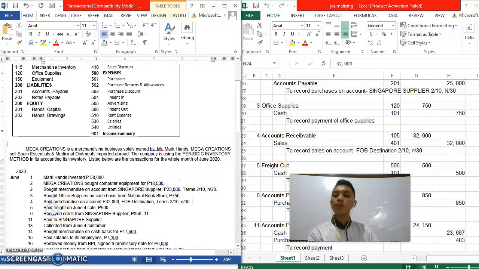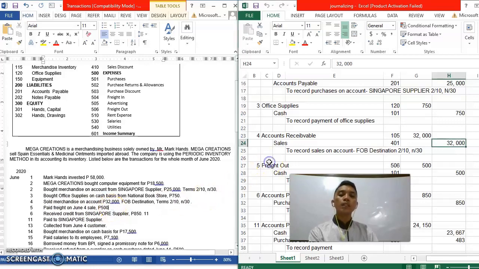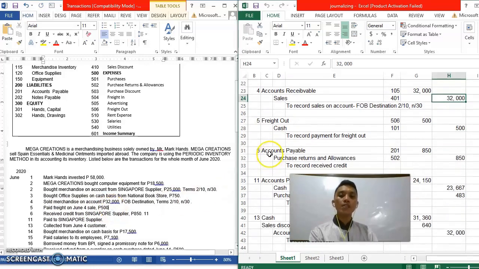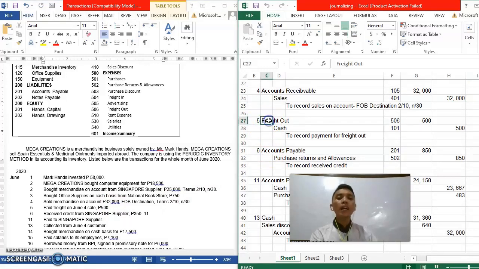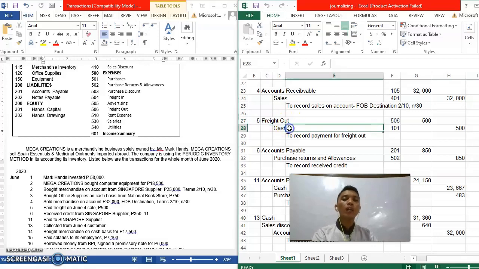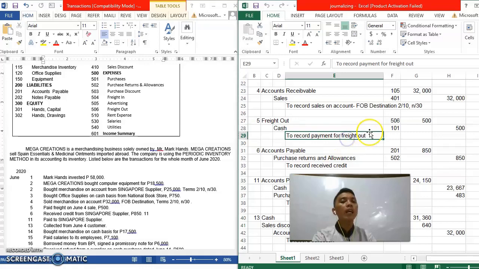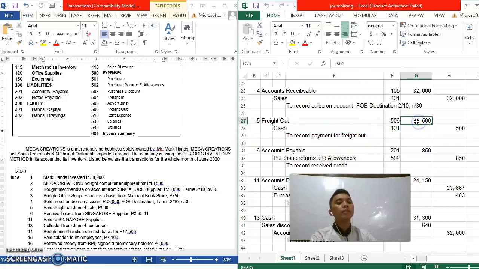Next, for our June 5 transaction, paid on the June 4 sale, 500 pesos. So you are paying for the delivery of your sale. That has to go with our debit entry to freight out. Our credit entry has to be cash. The record is payment for freight out, and we have our debit and credit amount of 500 pesos.